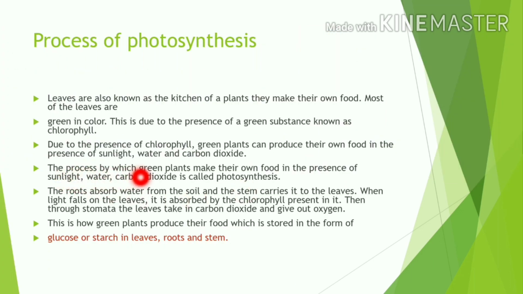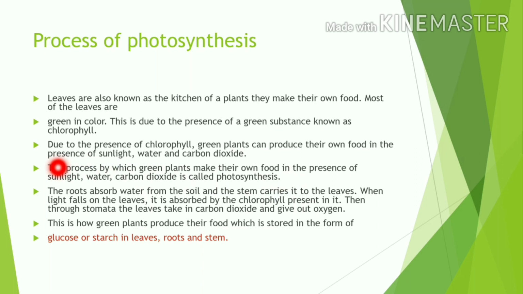The roots absorb water from the soil and the stem carries it to the leaves. When light falls on the leaves, it is absorbed by the chlorophyll present in it. Then through stomata the leaves take in carbon dioxide and give out oxygen. This is how green plants produce their food, which is stored in the form of glucose or starch in the leaves, roots or stems.